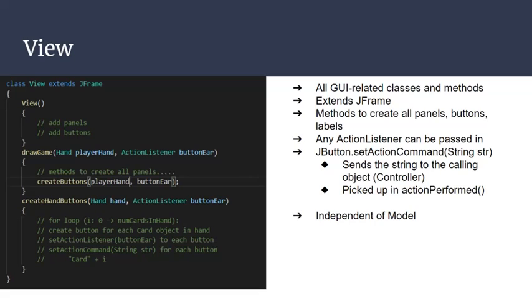For the view class, I think it should extend JFrame. It's kind of like the card table class from last week's assignment. It handles basically all the visual stuff, has methods for creating all the panels, buttons, and labels. And the way that I like to do it is to pass in action listeners to some of the methods to draw the buttons. And I like to define the action listeners in the controller class.